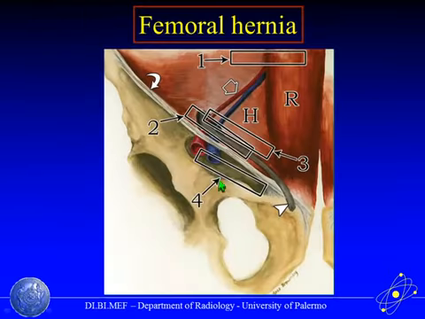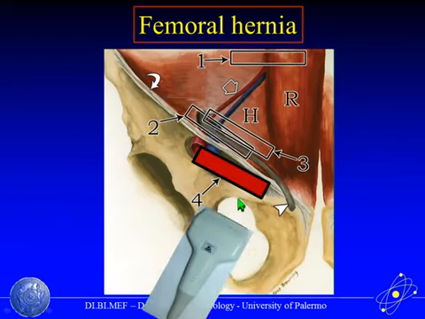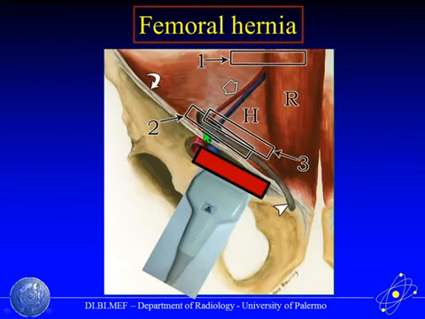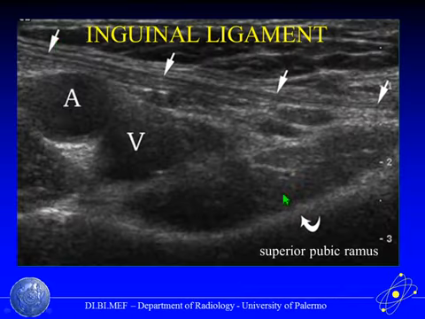So, the last type of groin hernia is the femoral hernia, and in this case we have to put our probe inferiorly to the inguinal ligament. So the right position is position 4, inferiorly to the inguinal ligament. This is the oblique view sonogram. This is the inguinal ligament, the femoral artery, the femoral vein, and we have to put our probe in this position and below the inguinal ligament.